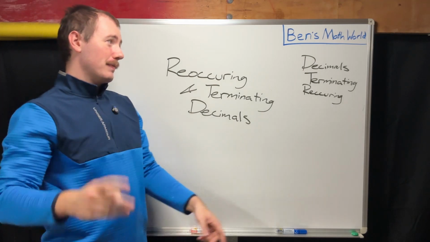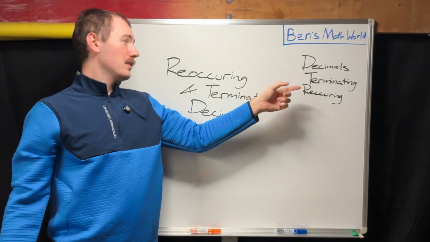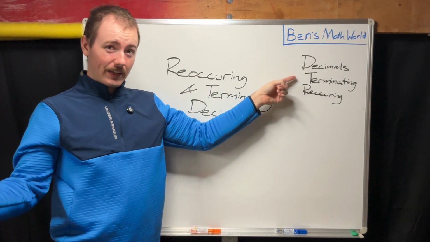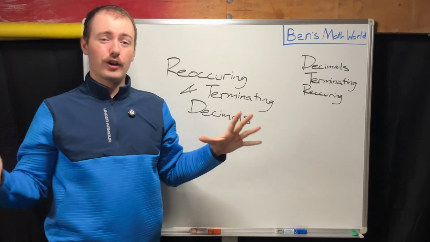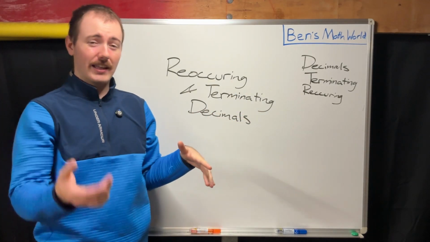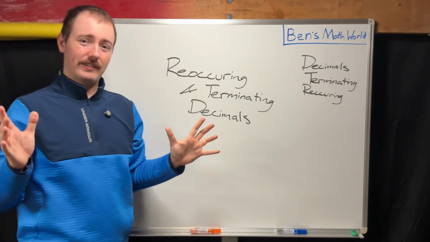We'll be going over 3 parts. First, what is a decimal? Second, terminating decimals. They're pretty simple, you know them already. And third, recurring decimals and what that means. And then after that, we'll recap and make sure you understand everything.